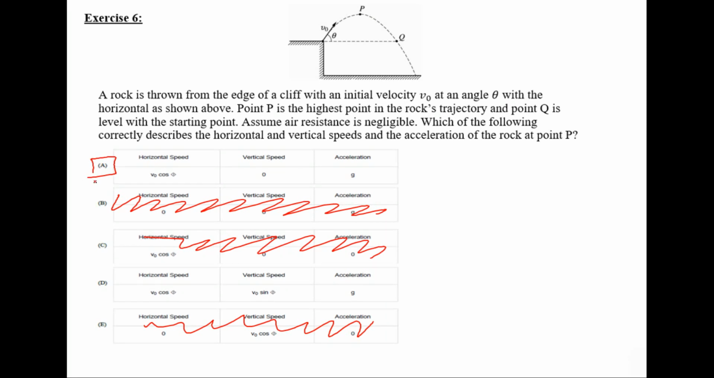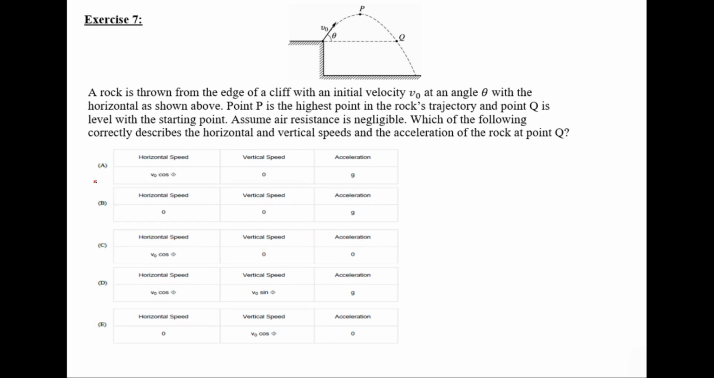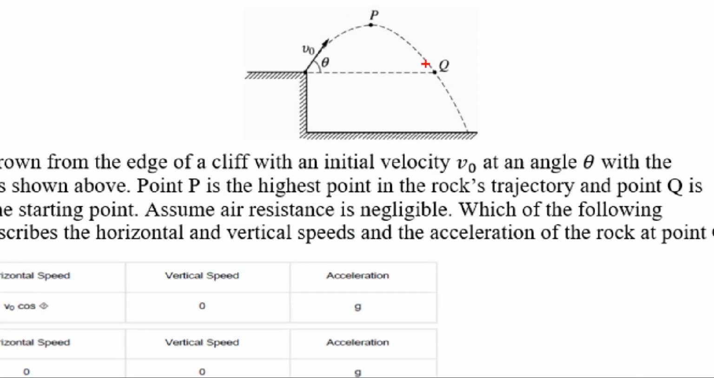Now exercise 7. A rock is thrown from the edge of a cliff with an initial velocity v0 at an angle theta with the horizontal as shown above. Point P is the highest point in the rock's trajectory and point Q is level with the starting point. Assume air resistance is negligible. Which of the following correctly describes the horizontal and the vertical speeds and the acceleration at the point Q? Perfect. So at the point Q, the acceleration in magnitude would be given by g.